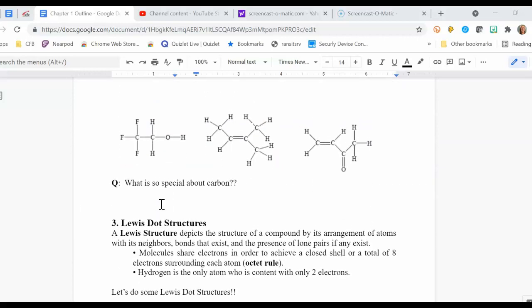And let's answer this question. What is so special about carbon? So what's special about carbon is that it has 4 valence. And that means that it can bond in 4 different locations. Bond, let's write that 4 times. Okay, so that means carbon is very versatile in how it can bond.